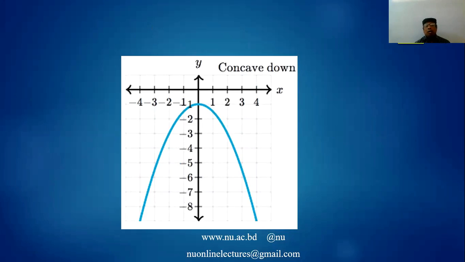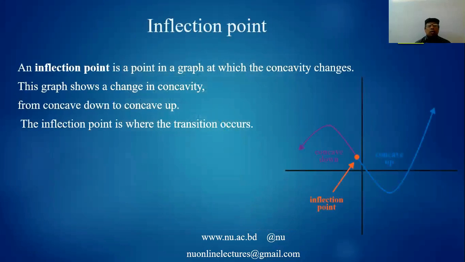Now inflection points. What do you mean by inflection points? An inflection point is a point in a graph at which the concavity changes. That is, concavity change হয়ে যায় একটা point, তাহলে আমরা inflection point পেয়ে যাব। This graph shows a change in concavity from concave down to concave up.